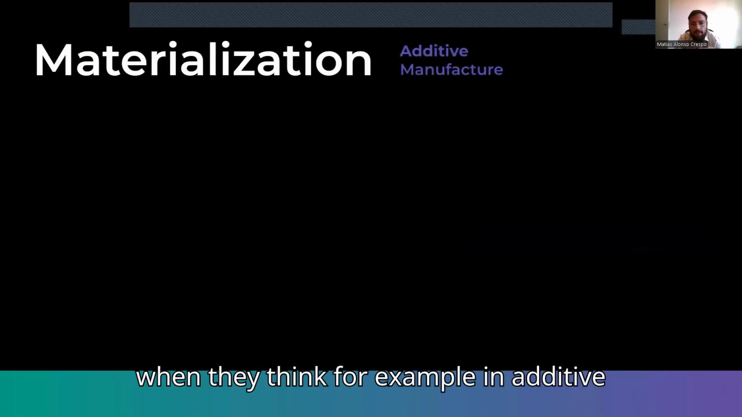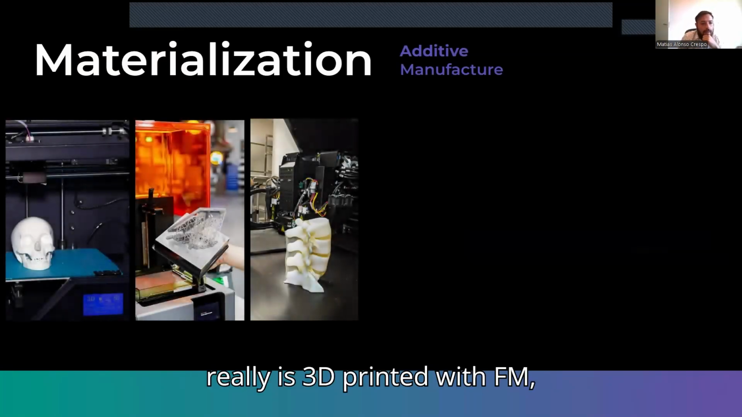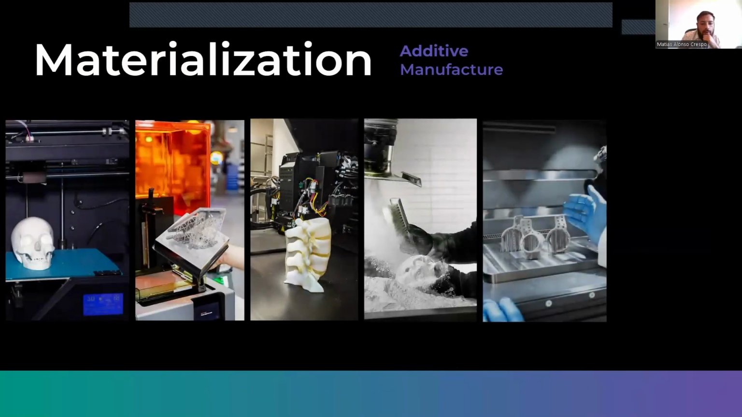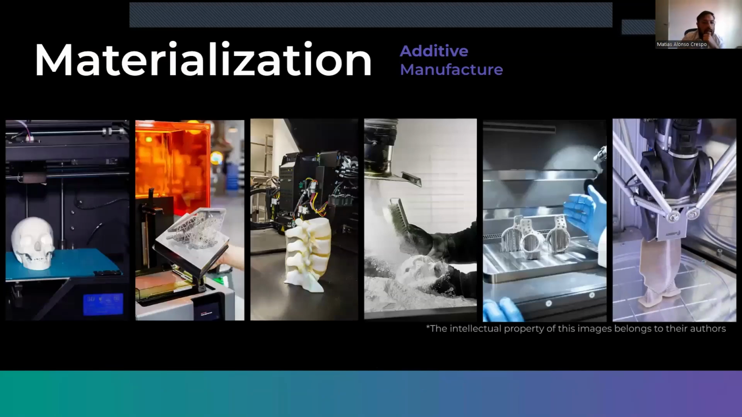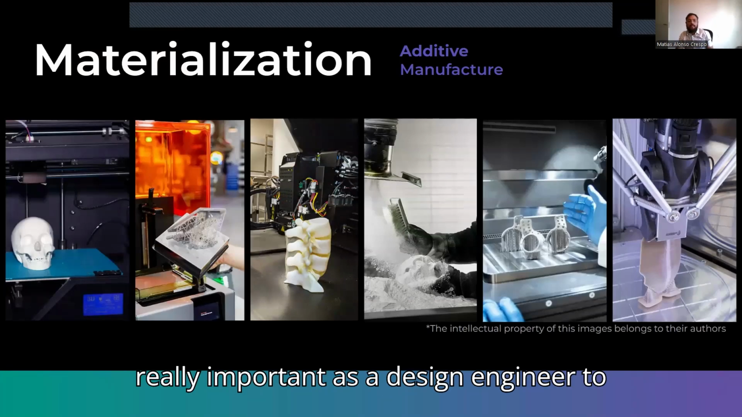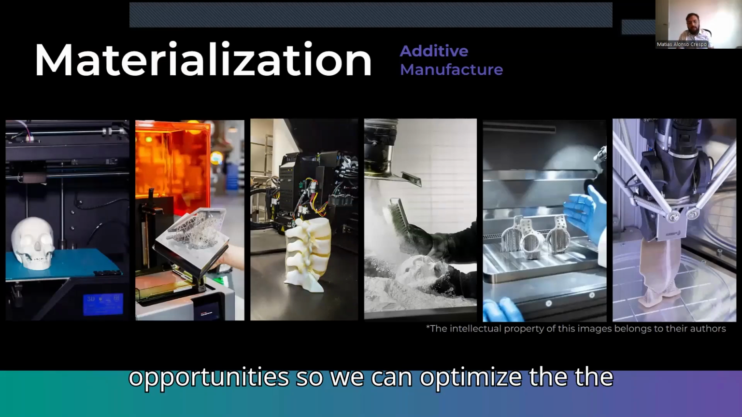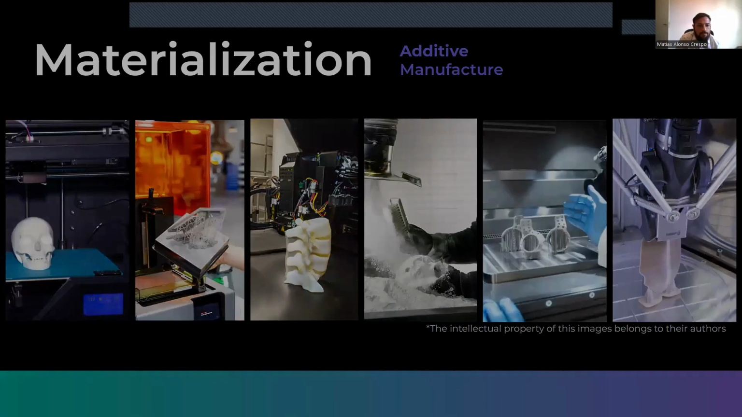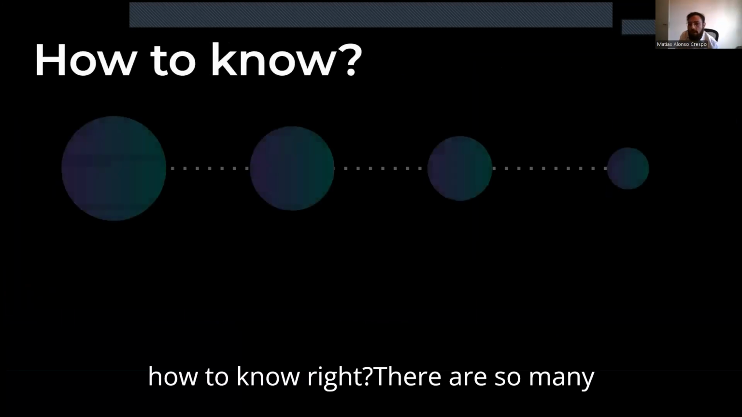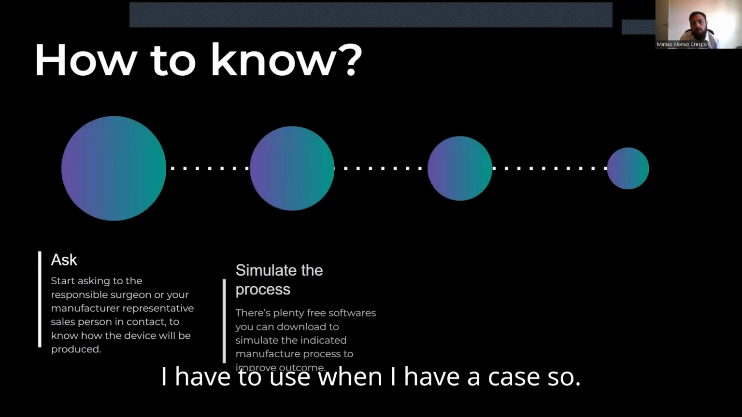When we think, for example, of additive manufacturing, we could think it is 3D printed with FDM, SLA, SLS. We are printing resin, we are printing titanium, or we are printing even PEEK. So every technology has its own limitations and opportunities. It's really important as a design engineer to understand these limitations and opportunities, so we can optimize the real final design and achieve better results and outcomes for the patient. So how to know, right? There are too many processes out there, and how to know what I have to use when I have a case.